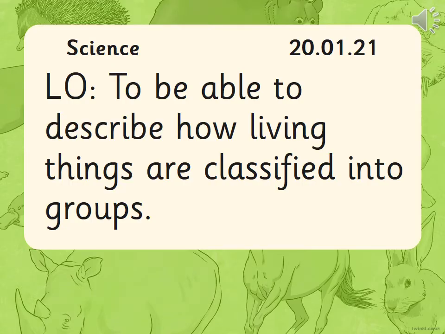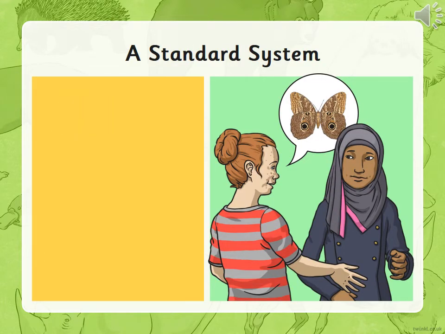Today your learning objective is to be able to describe how living things are classified into groups. In the previous lesson you classified animals by sorting and grouping them based on their similarities and differences. Do you think you sorted the animals in the same way as everyone else? Maybe you did, maybe you didn't. Scientists need to use a standard, recognized method of classifying living things.